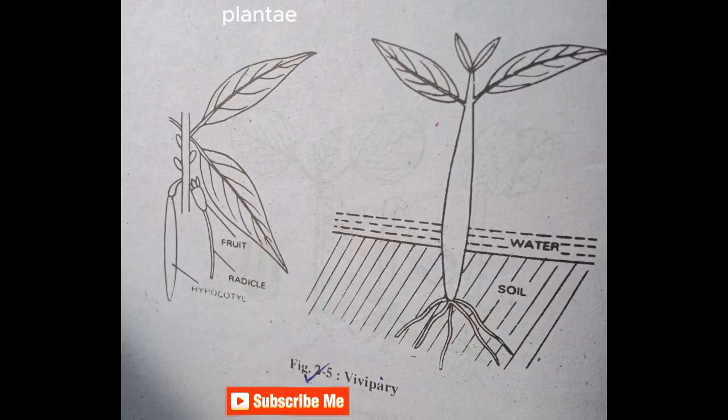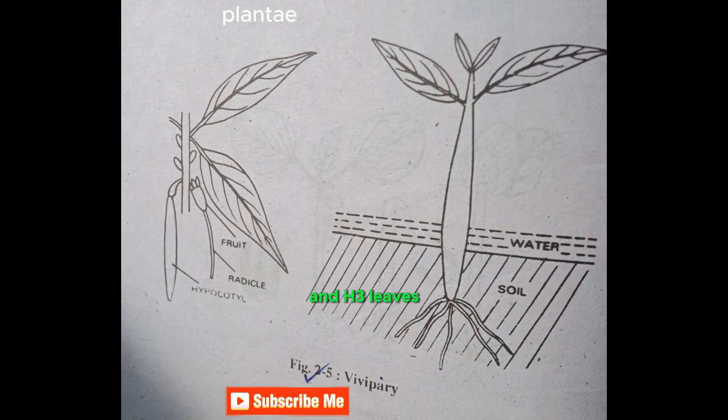Opposite branching, guava. Alternate branching, China rose. Whorled branching, Alstonia. Branches also bear buds that can develop into new shoots, leaves, or flowers, contributing to plant growth and reproduction.